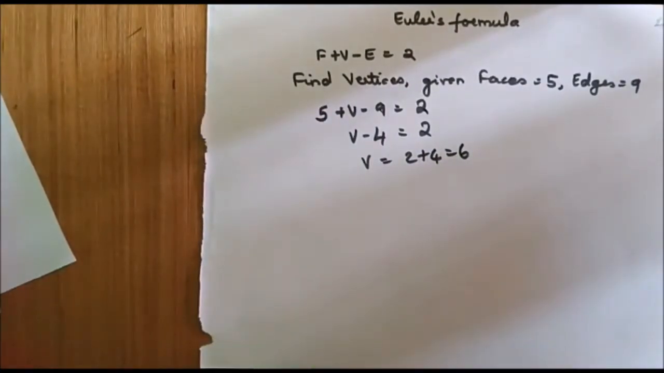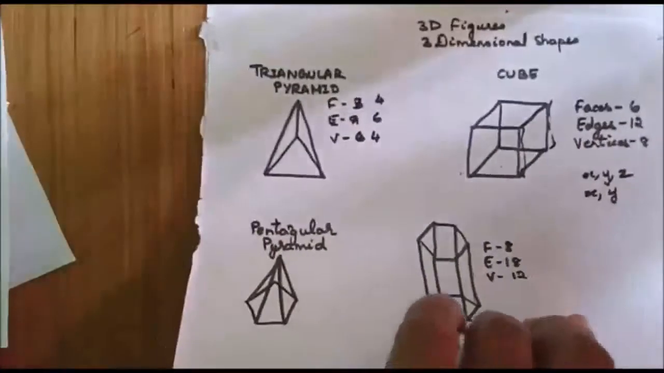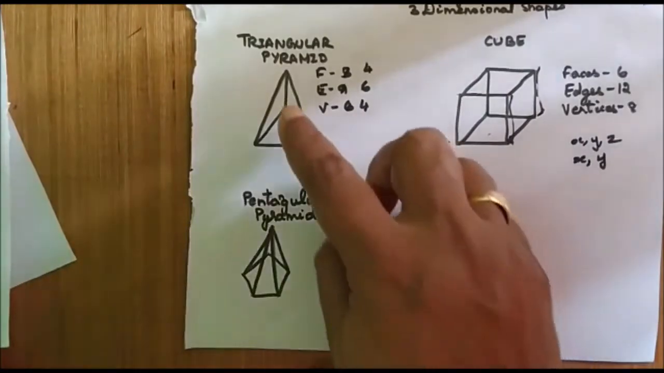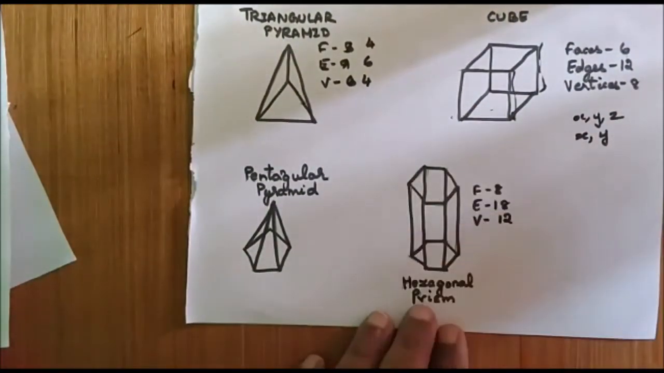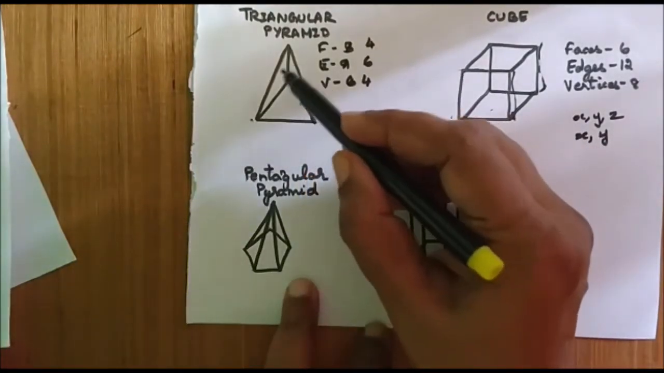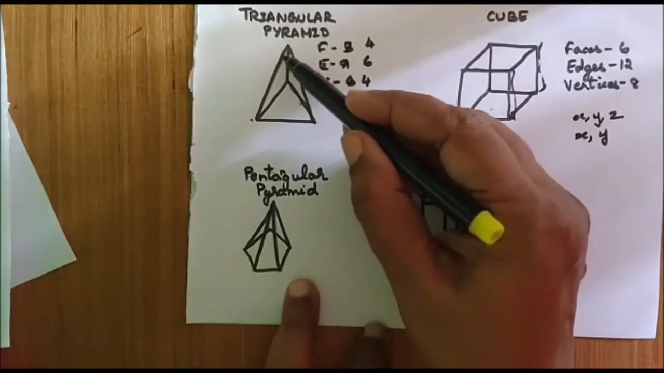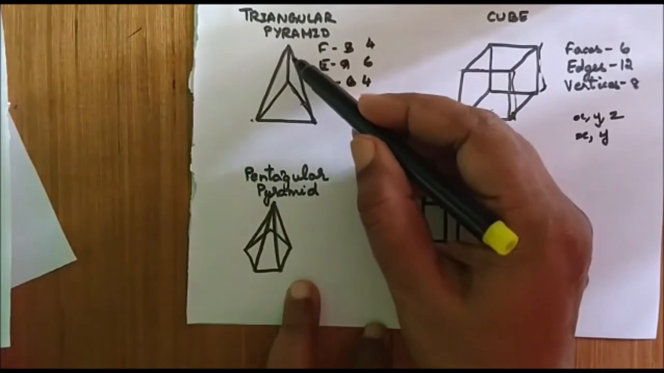I hope you understood how we should visualize three-dimensional objects. Now we'll also see one more thing. What is the difference between a pyramid and a prism? Now let us take a pyramid. In this case, the base is a triangle, isn't it? And how are the ends? They have a pointed end.